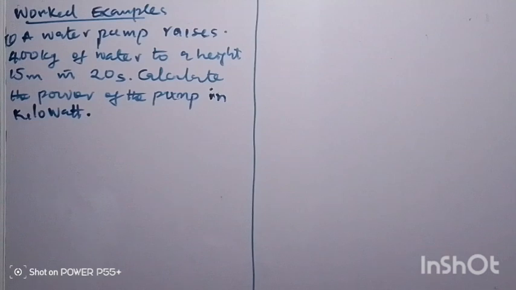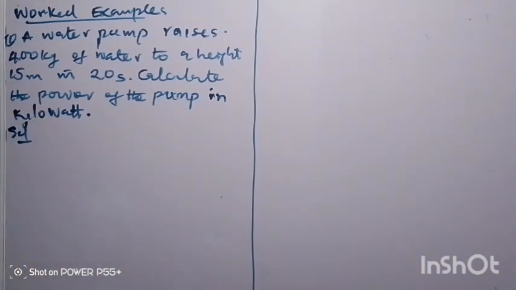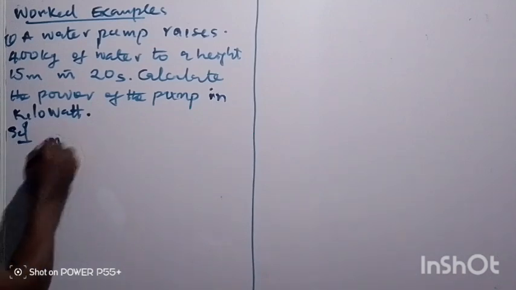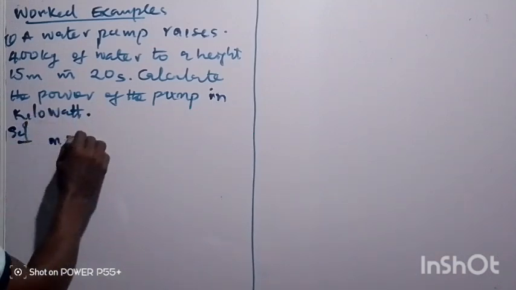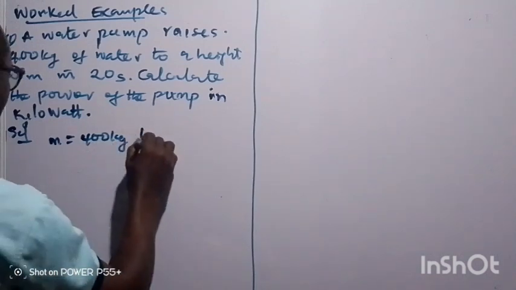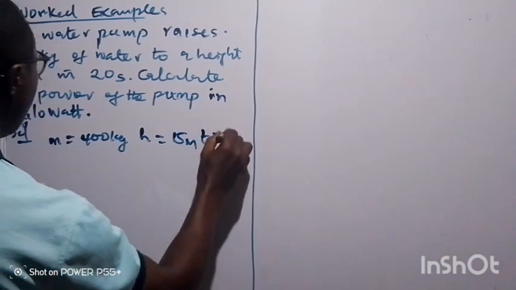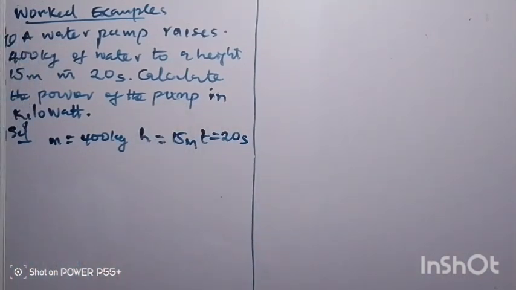A water pump raises 400 kilograms of water to a height of 15 meters in 20 seconds. Calculate the power of the pump in kilowatts. So solution to this one, let's first write out the parameters. Mass of the water raised is given, that's 400 kilograms. Height is given, h, that's 15 meters, and time is given, that's 20 seconds. We now have to calculate power.